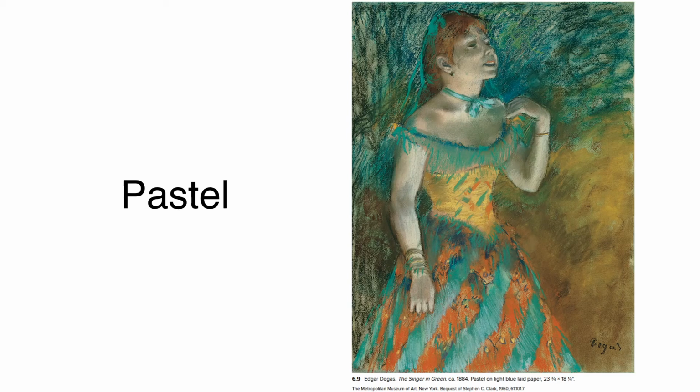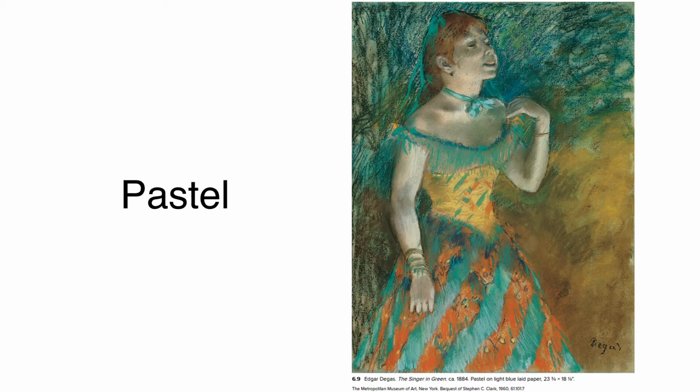In the last chapter, which I believe was drawing, we learned that classifying materials is not always easy, it's not always black and white. So we looked at how pastel is a medium that exists somewhere between drawing and painting. That is why we are talking about it again in the chapter on painting, which we already talked about in the chapter on drawing.